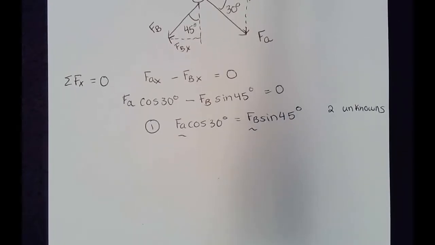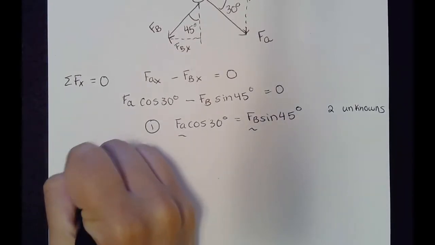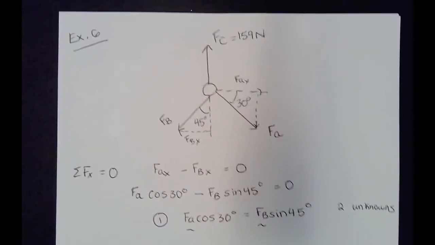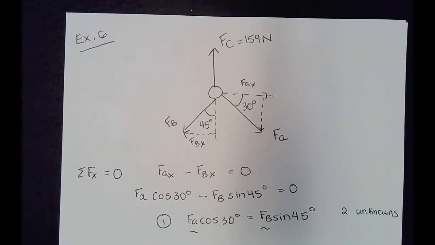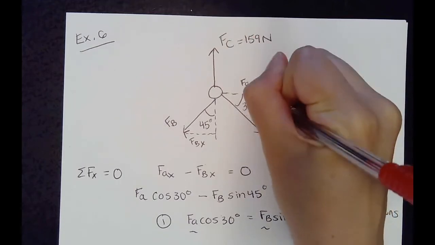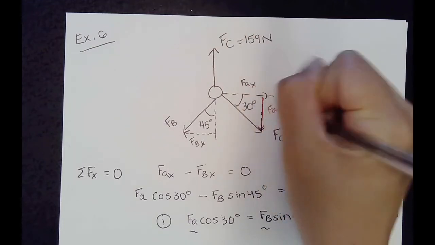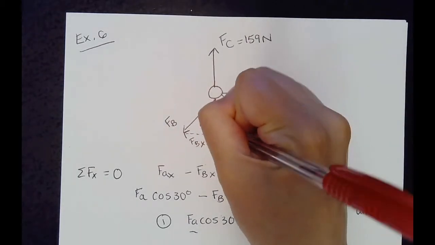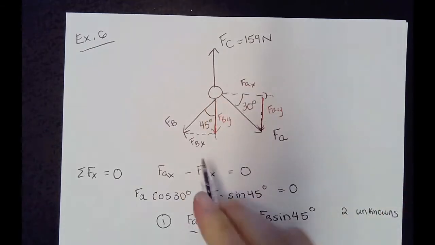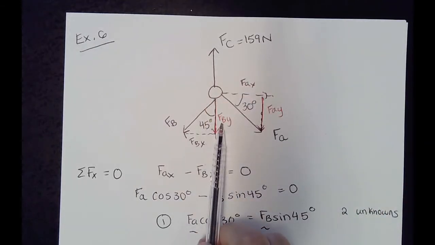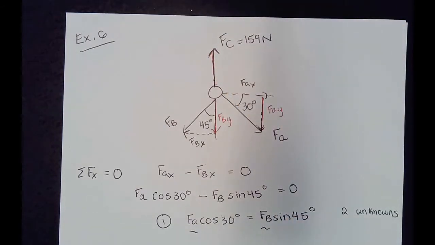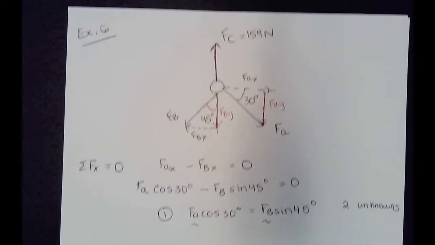Now we'll go to the y direction. Again, the sum of all the forces in the y direction equals 0. I'll use my red pen for this, so I'm going to have this y component here, fay, which is opposite to the 30, so that will be sine. And then this is the y component here, which is fby. That's adjacent beside the 45 degrees, so cosine. And then this is our third force in the y direction, fc. And they all have to balance in that y direction.